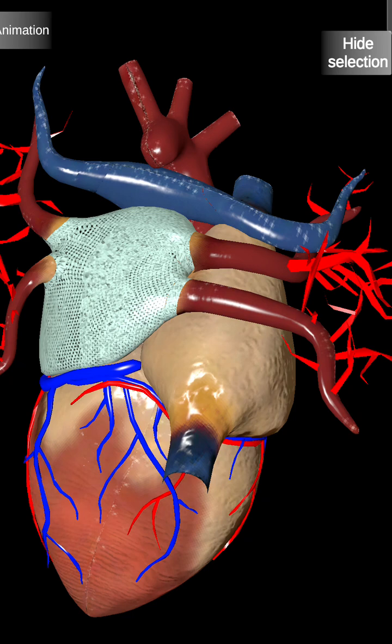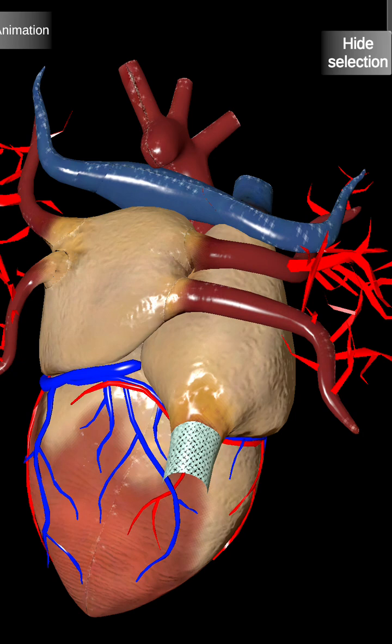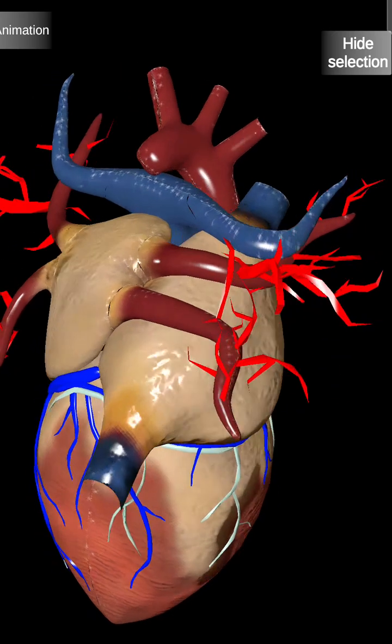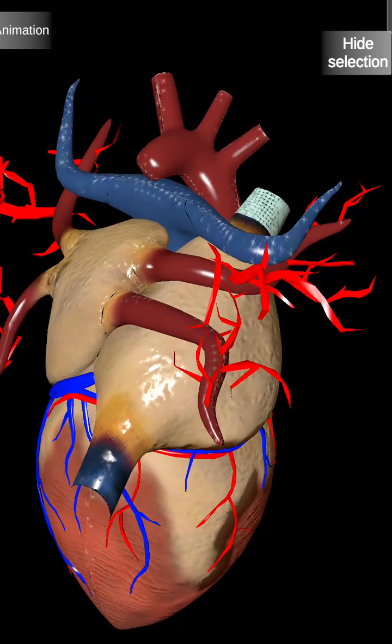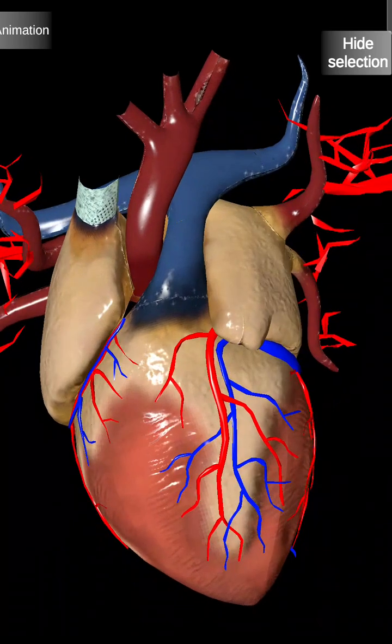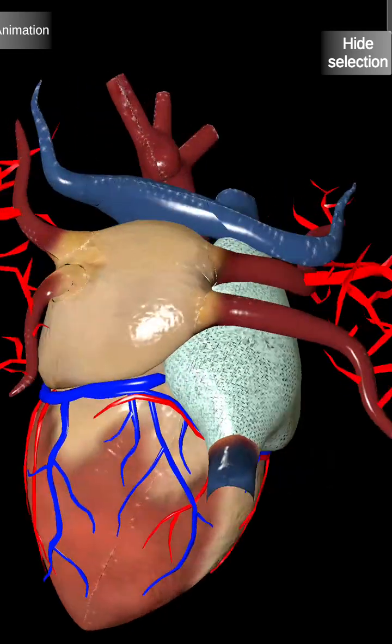Then this part, which else? This part is the inferior vena cava. The function of the inferior vena cava is to carry deoxygenated blood from the body to the heart chambers. We also have this part, which is the superior vena cava. The superior vena cava also carries deoxygenated blood from the body to the heart. So I think for O level, this is what we have to know.